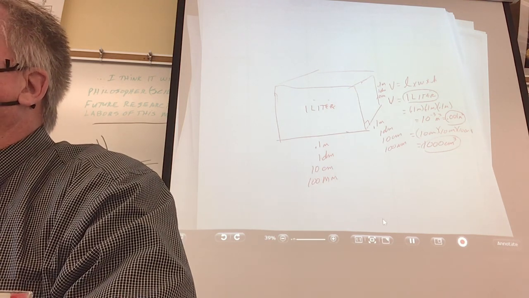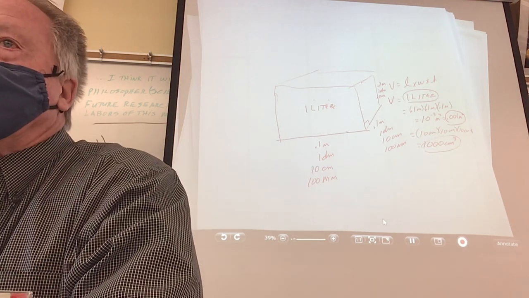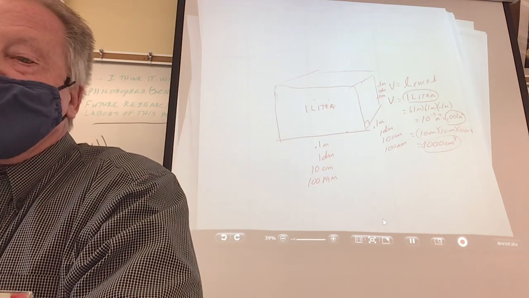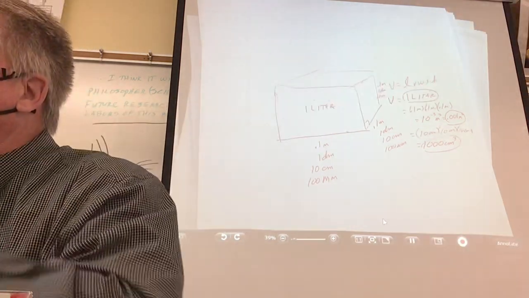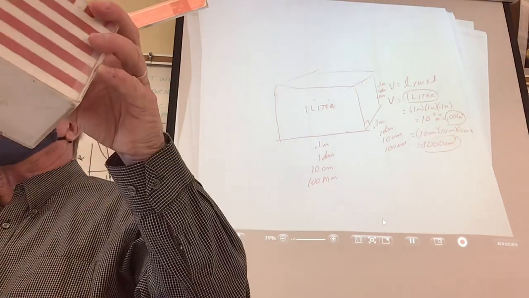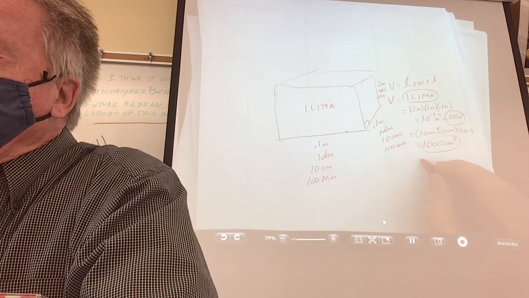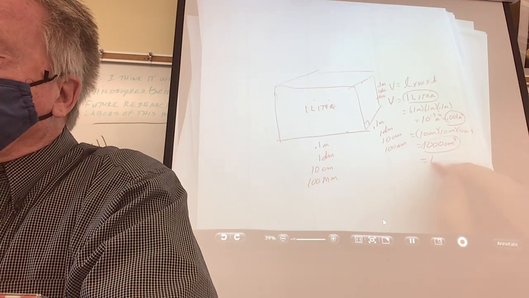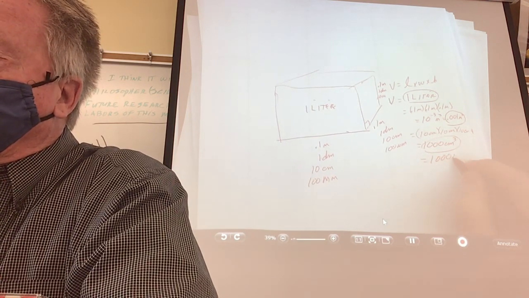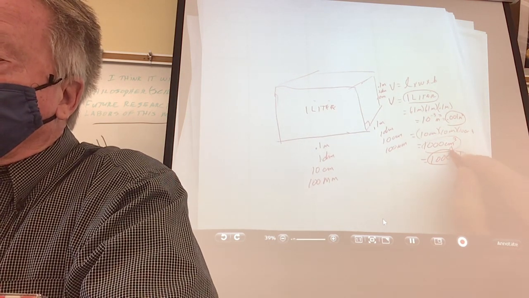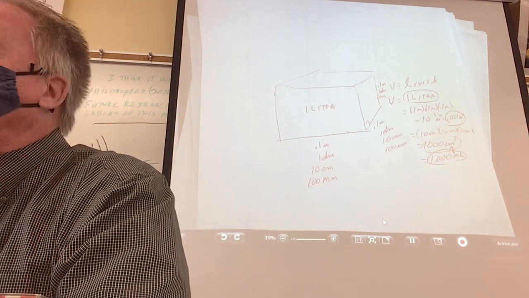1,000 cubic centimeters. Now, because the people who did the metric system had time to think about this, I thought it was ingenious that they connected this to this. I thought it was also ingenious that they did this. 1,000 cubic centimeters is also the same as 1,000 milliliters. A milliliter and a cubic centimeter are the same amount of volume.